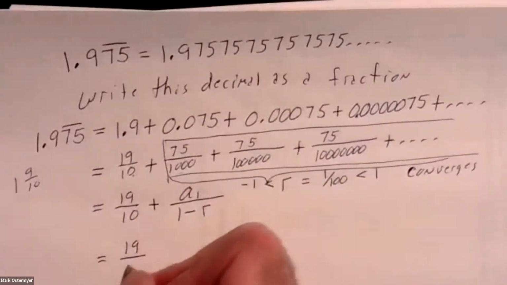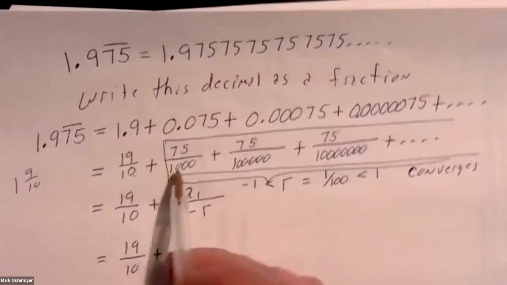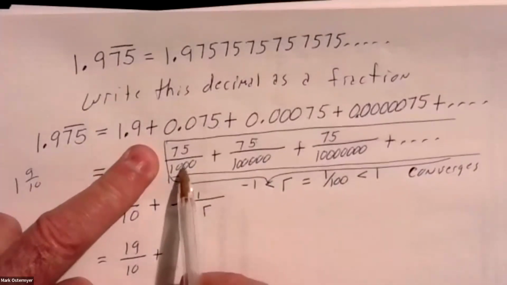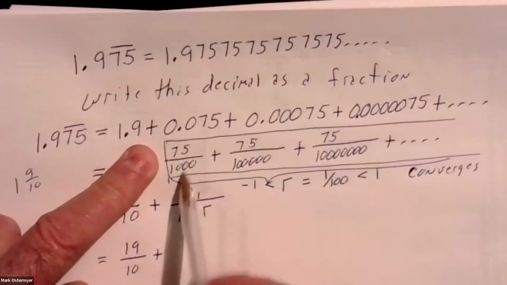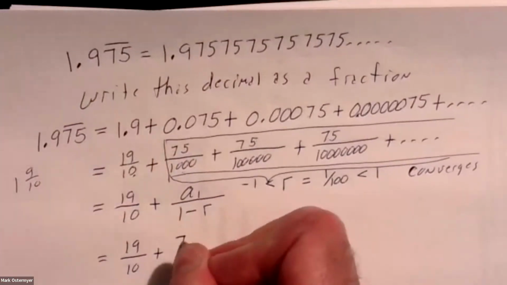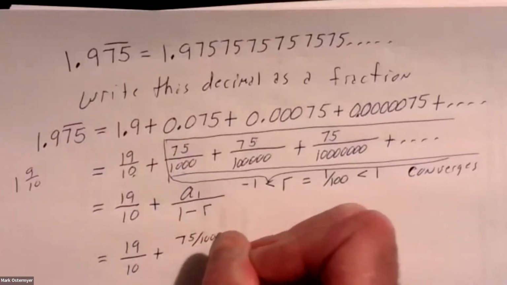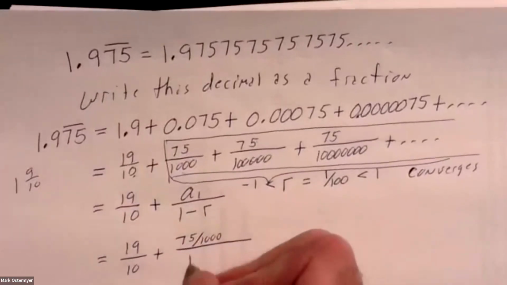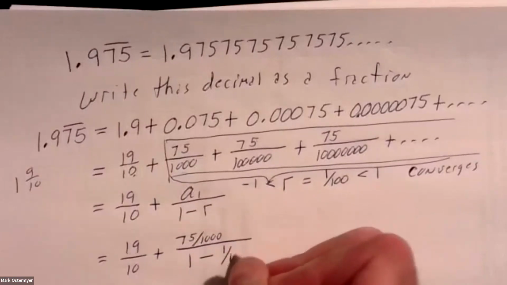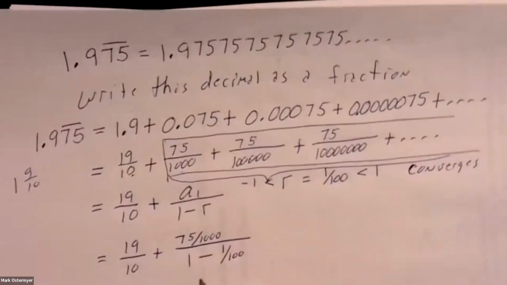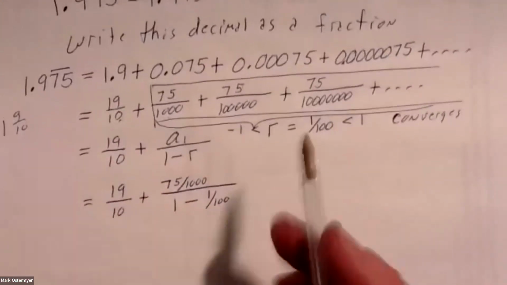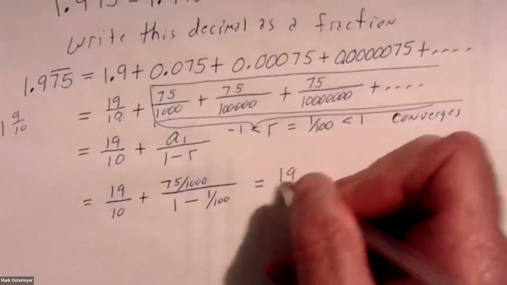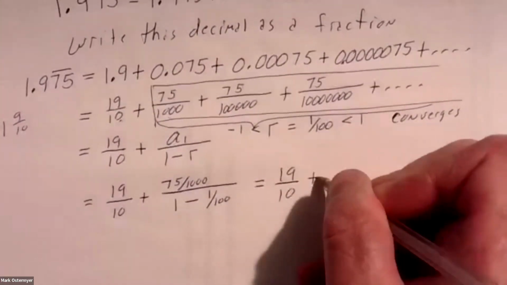So this is really going to be 19/10ths plus, what's my first term of the infinite converging geometric series? The first term is 75 over what, 1,000, correct? 75 over 1,000 is my first term. Divided by 1 minus my common ratio, which is 1/100th. And now we just got to clean this up. We just got to clean this up and we will have written this repeating decimal as a fraction. So we have 19/10ths plus. Now, how do you clean this up?